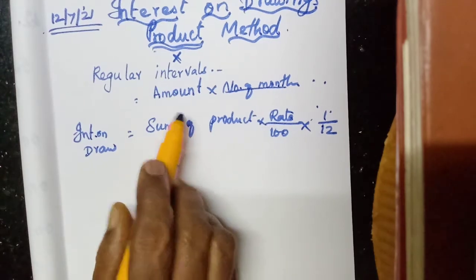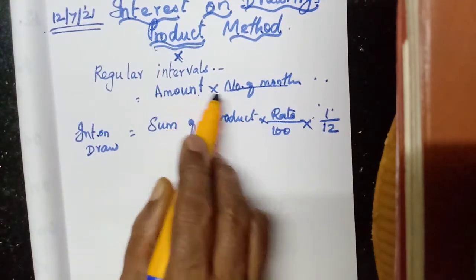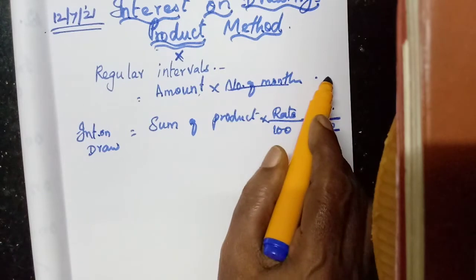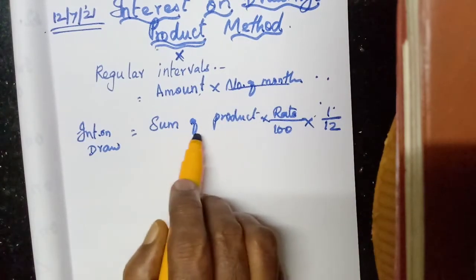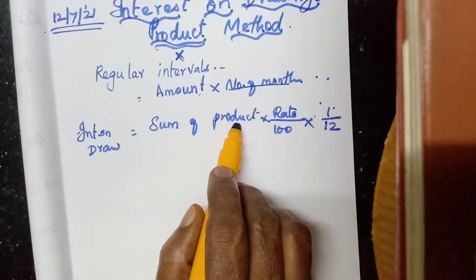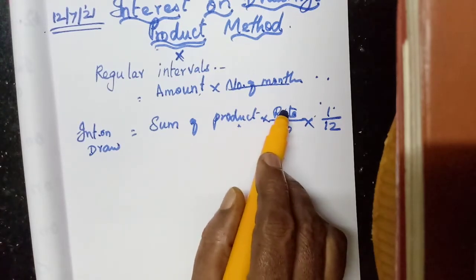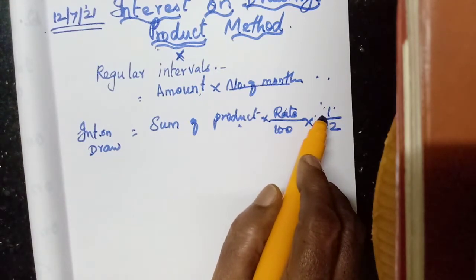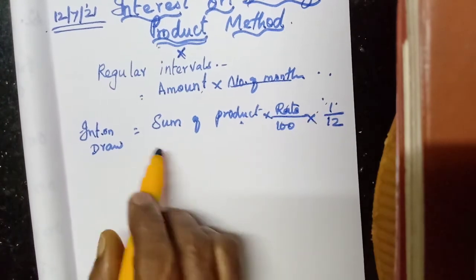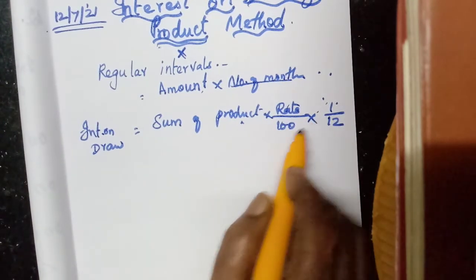You have to think product method. We have to multiply the amount by the number of months, and we will write for various months, and we will find out the sum. Sum means the total of the product. Then as usual, rate by 100. Then here we have to divide 1 by 12. We are calculating for 1 month, drawings per month only here.